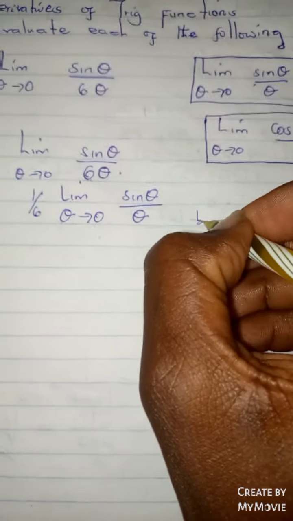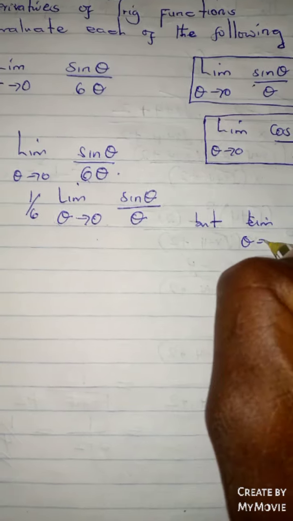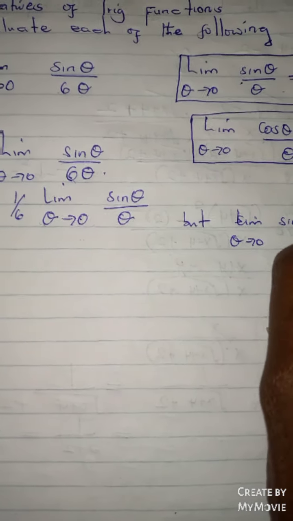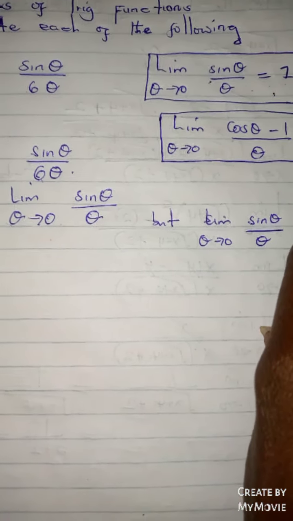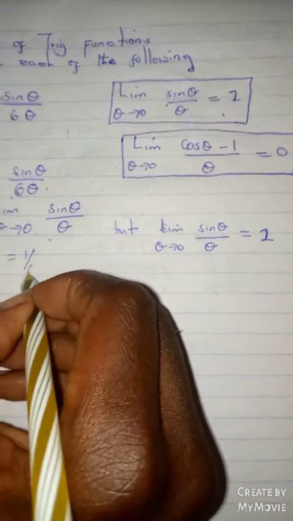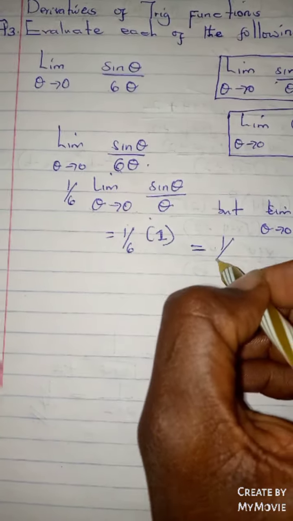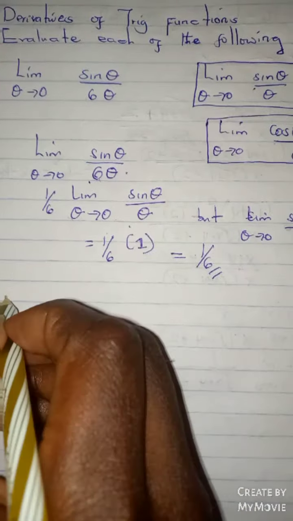We know that the limit as theta approaches 0 of the sine of theta over theta is equal to 1. So wherever this function appears, we replace it with a 1. We will be left with 1 over 6 multiplied by 1, which is the same as 1 over 6. So let us look at another example.